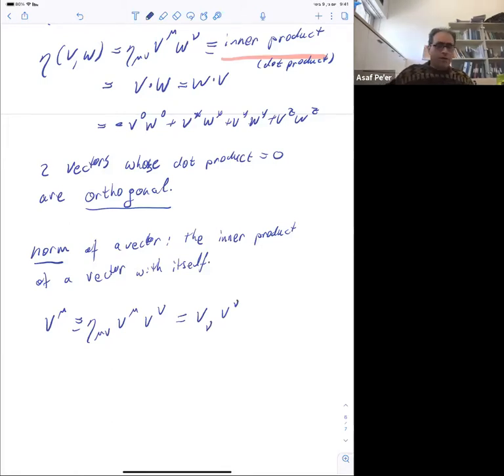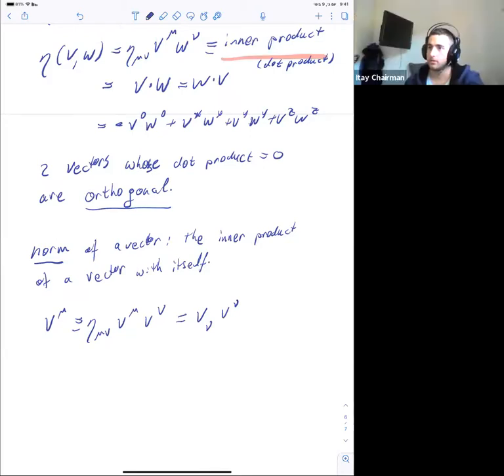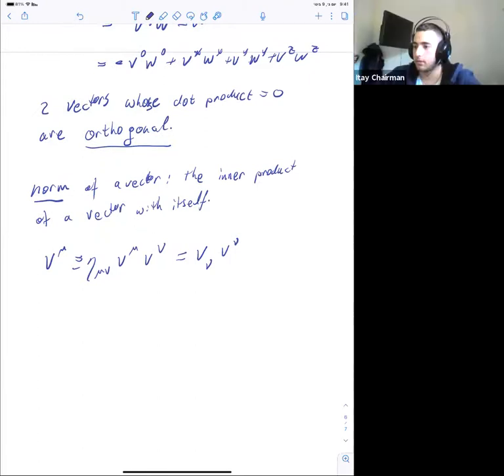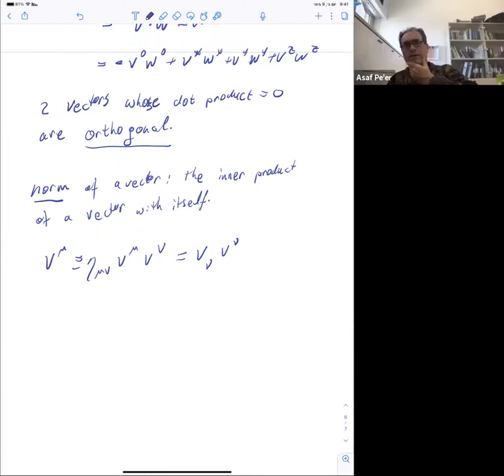Here is a catch, right? In Euclidean space, the norm of a vector can only be what? Positive number or 0. Non-negative, right? And if the norm of a vector is 0, then the vector is 0. But what about here in Minkowski space? It can be negative. It can also be 0 without the vector itself being 0.